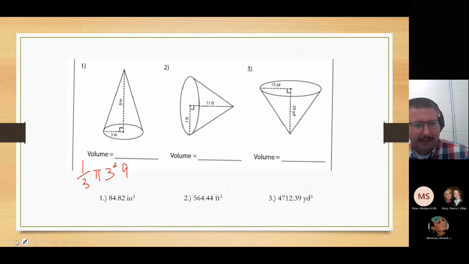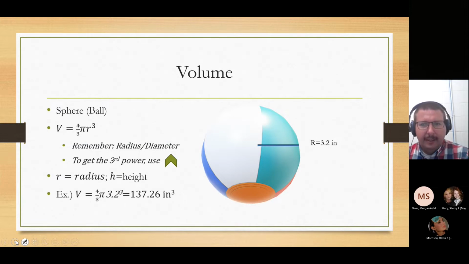One more formula, and this will be all the geometry that you pretty well need. This is the sphere, or a basketball or a beach ball in front of you. This formula you do not need to memorize. Why? They give it to you.